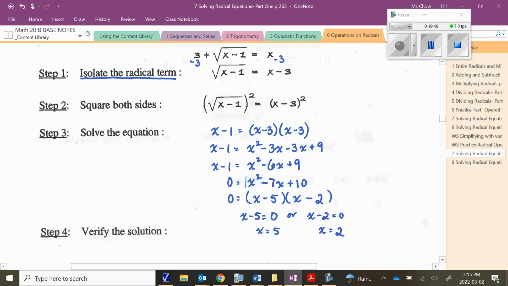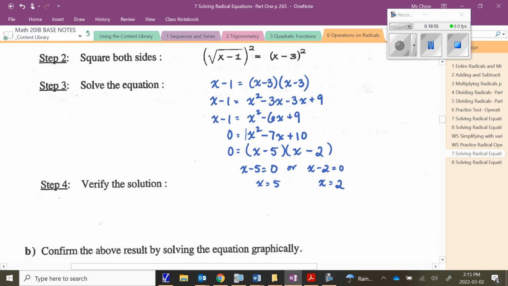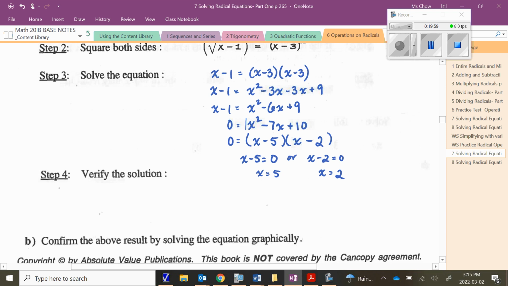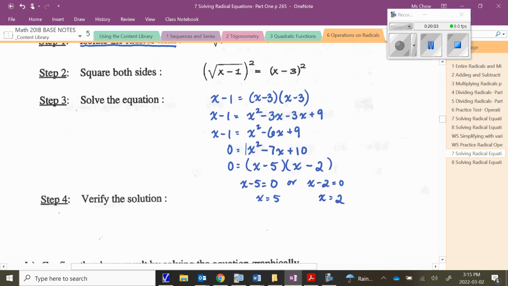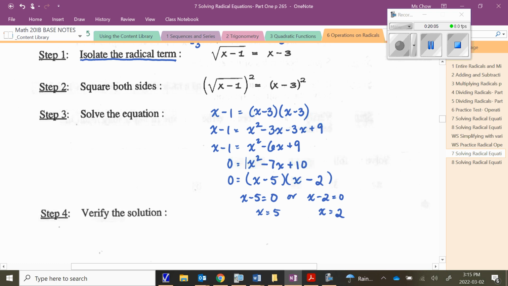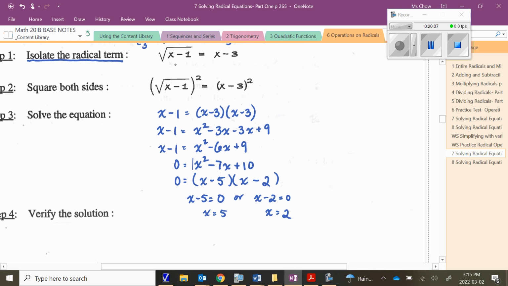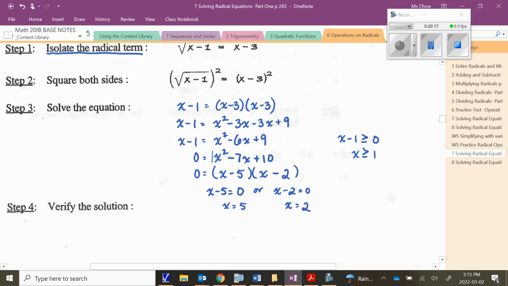First off, I want to go back to my equation and make sure that they qualify under the real possible values. So let's take a look at any restrictions that we might have. We've got x minus 1 as our radicand, so x minus 1 must be greater than or equal to 0, and x is greater than or equal to 1. Both 5 and 2 are greater than or equal to 1, so no problems there.